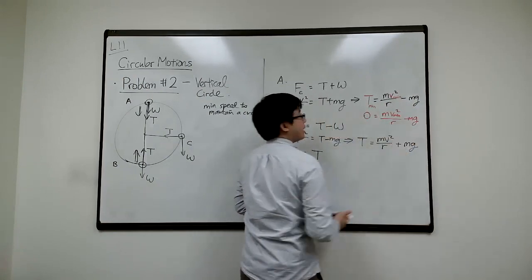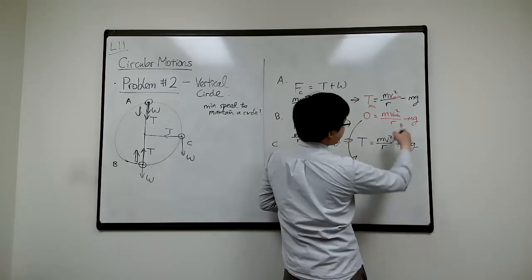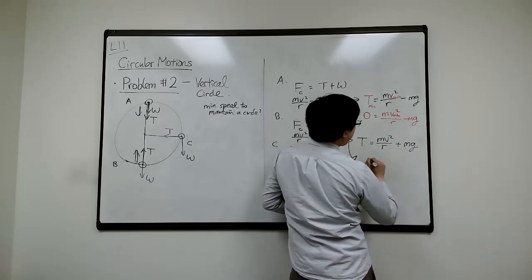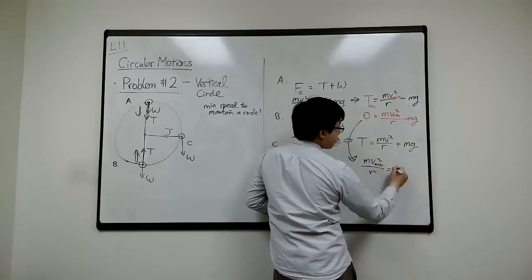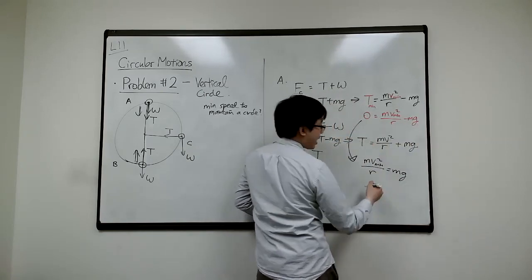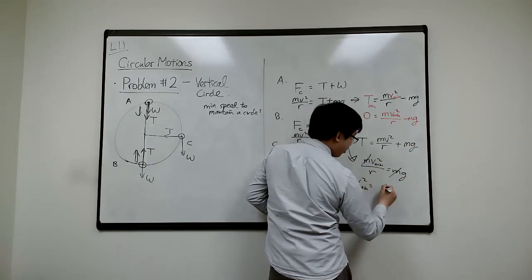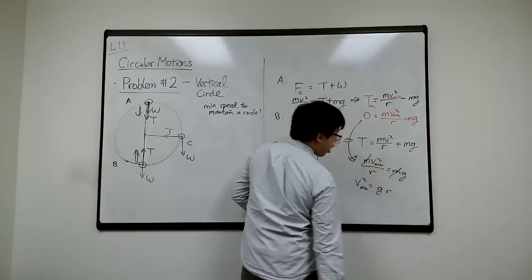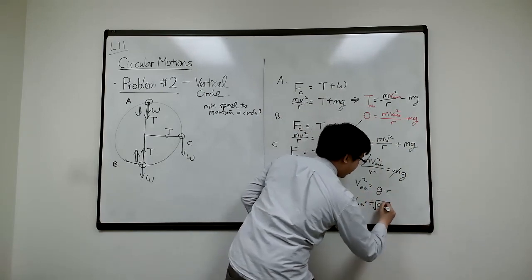So that's what we need to solve, right? And now it's just a matter of rearranging this. So I have m v min squared over r equals mg. If I move that to the other side, the m's cancel, so v min squared equals g times r. v min equals plus or minus the square root of gr.